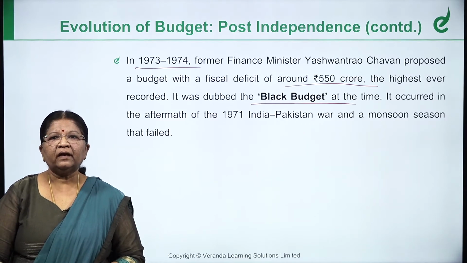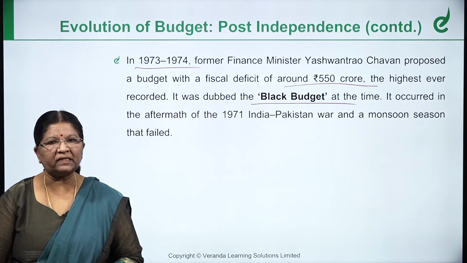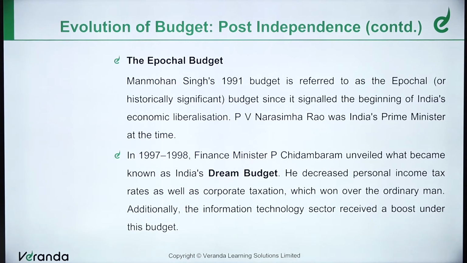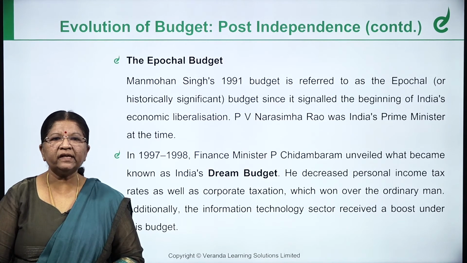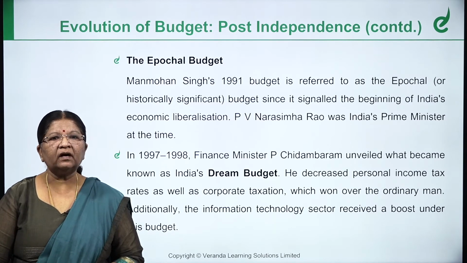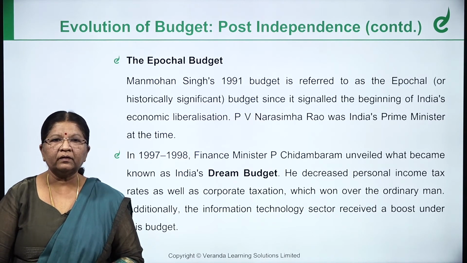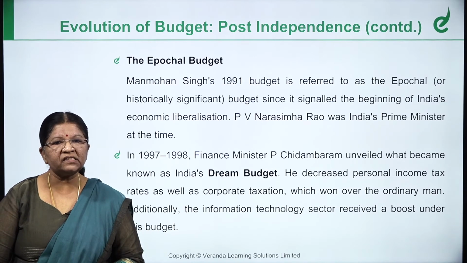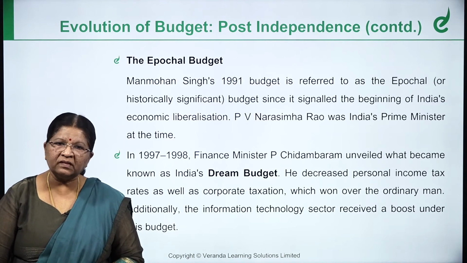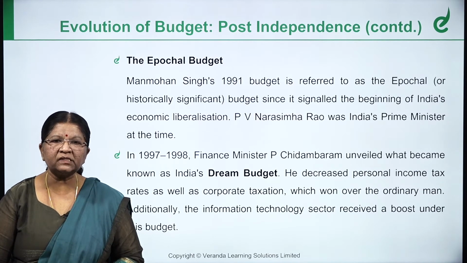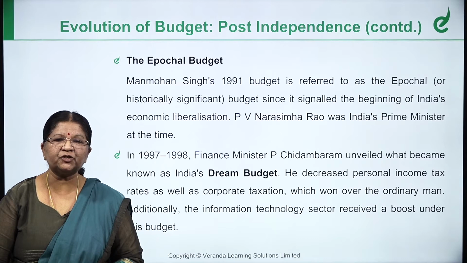This occurred in the aftermath of the 1971 Indo-Pakistan War and a monsoon season that failed very badly. The Epochal Budget. Manmohan Singh's 1991 budget is referred to as the Epochal Budget, or a budget of great historical significance, since this signaled the beginning of India's economic liberalization. P.V. Narasimha Rao was India's Prime Minister at the time. This is when, for the first time, India came out with its economic reforms of liberalization, privatization and globalization.